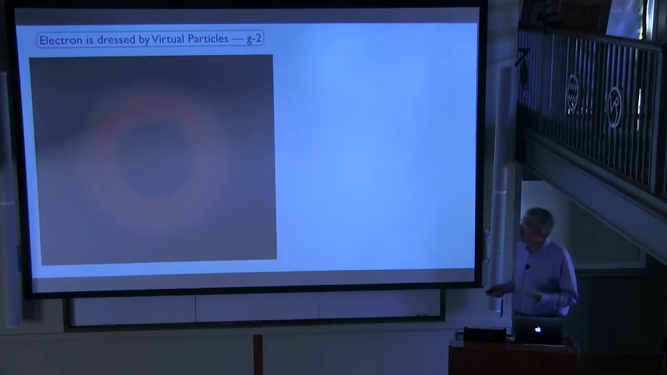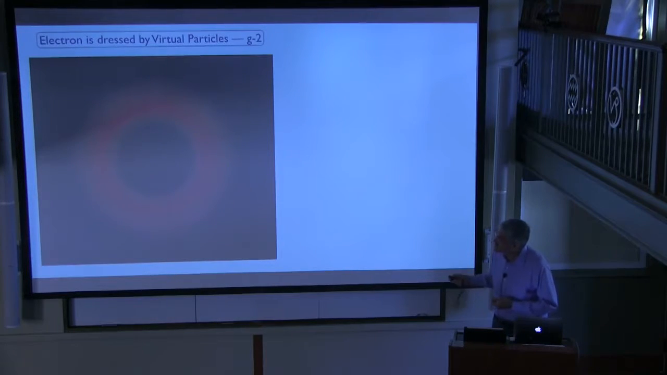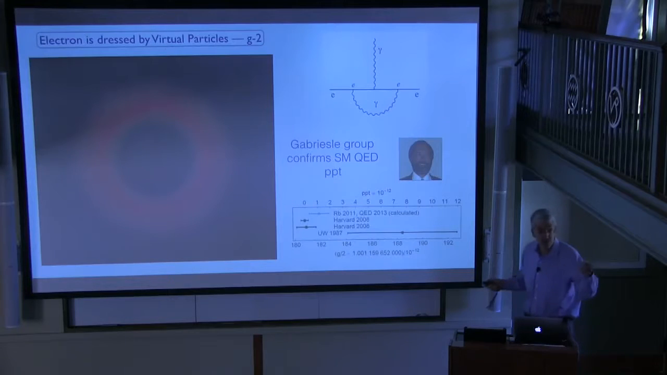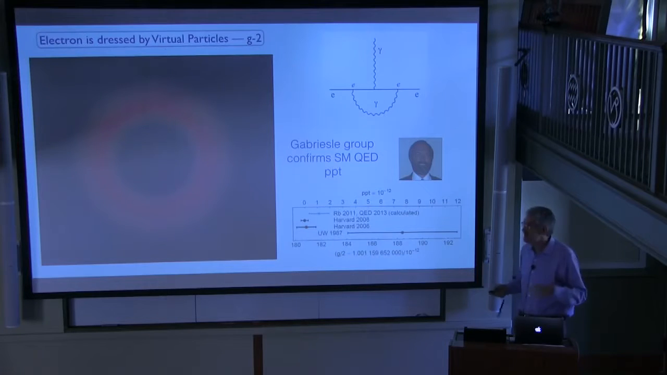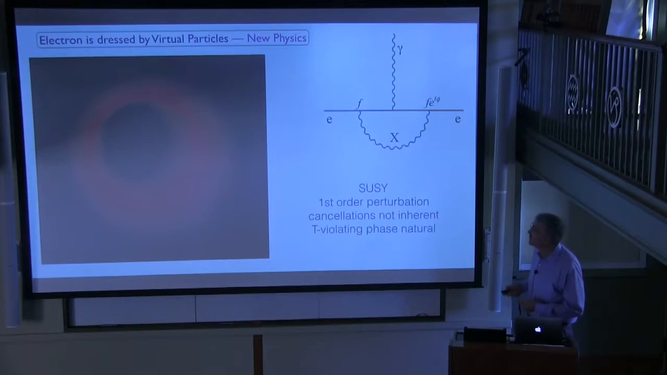Well, we already know that virtual particles exist around the electron. The electron is dressed by virtual particles. This has come out in g minus 2 measurements. What you see here is the symmetric cloud around the electron. It's this kind of diagram. And actually, Jerry's here in the audience. He's done an incredible job of confirming the standard model QED to the part per trillion level. So it's there, right? Virtual particles exist. I don't have to really convince anybody of that. And these experiments continue to go on, getting more and more accurate. So it's really quite impressive.